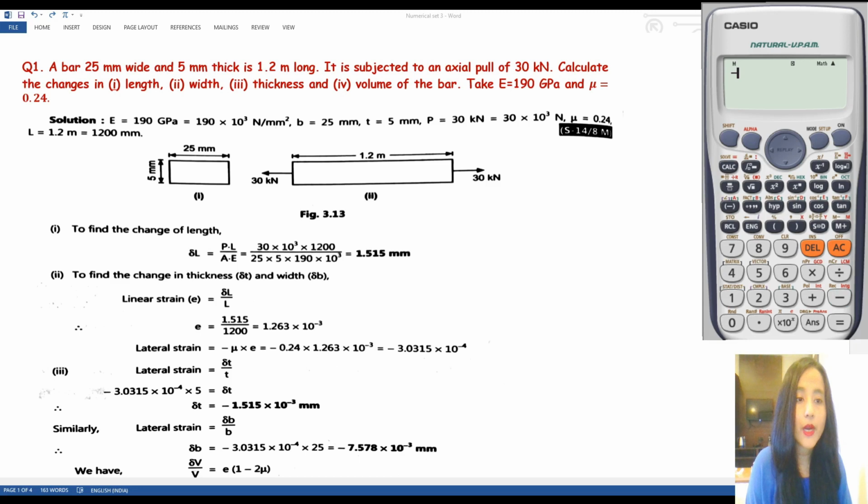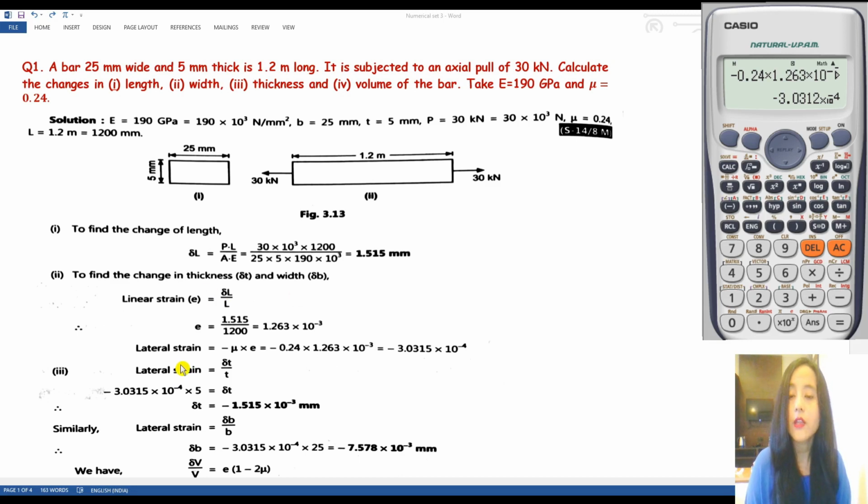So we have minus 0.24 into E. The value of E is 1.263 into 10 raised to power minus 3. So this is your lateral strain. So lateral strain is coming equal to minus 3.0312 into 10 raised to power minus 4. So this is your lateral strain here.